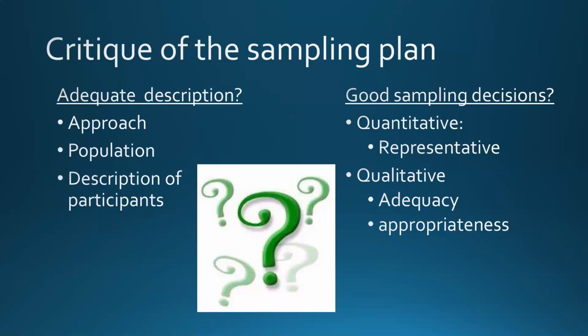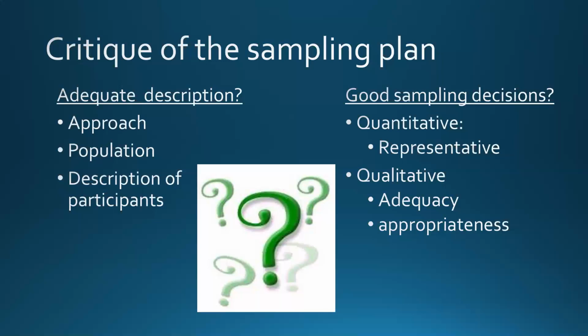And then you wonder, did they make good decisions? So if it's a quantitative study, you're wondering, did they make a decision that really represents the population? And if it's a qualitative study, you're wondering, did they really get an adequate amount of information from their sample? And was the sample appropriate? Who was left out? Who else could have been asked the questions?